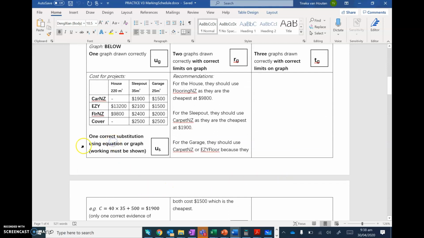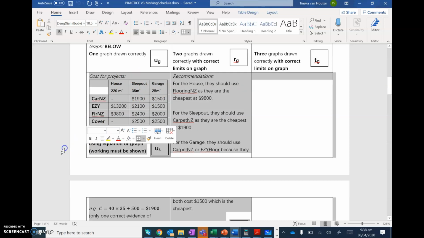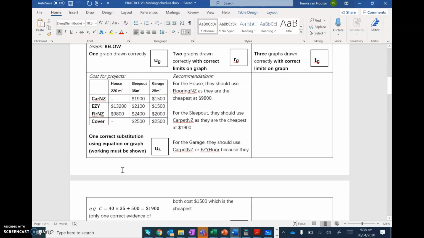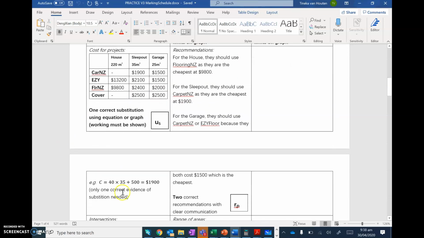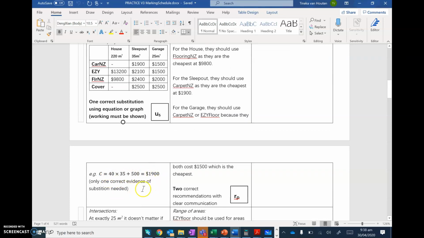Then for substitution for each value, you had to find out which one was the best for house, sleepout, or garage. Now there are two options you could have done. You could have used substitution. So if you use substitution, you have to write out your working. It says working must be shown for achieved. If you don't show working, no mark.